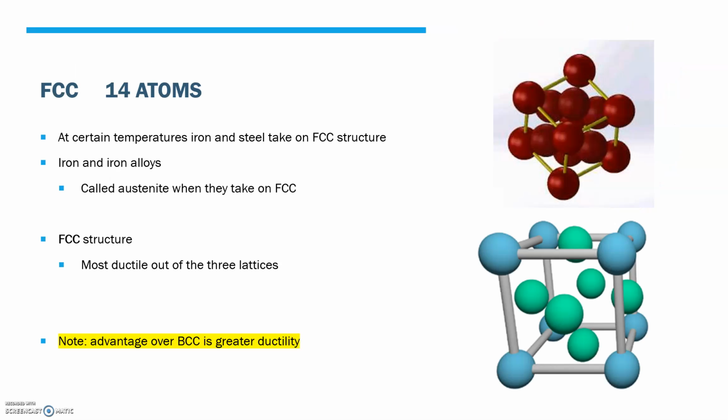When iron and iron alloys take on face centered cubic structure, they are called austenite. This austenitic face centered cubic structure is the most ductile out of the three lattices, which means it can be worked and stretched more than the others without being damaged. Examples of face centered cubic are iron and nickel, iron and copper alloys, silver, and stainless steels for hospital and food equipment.